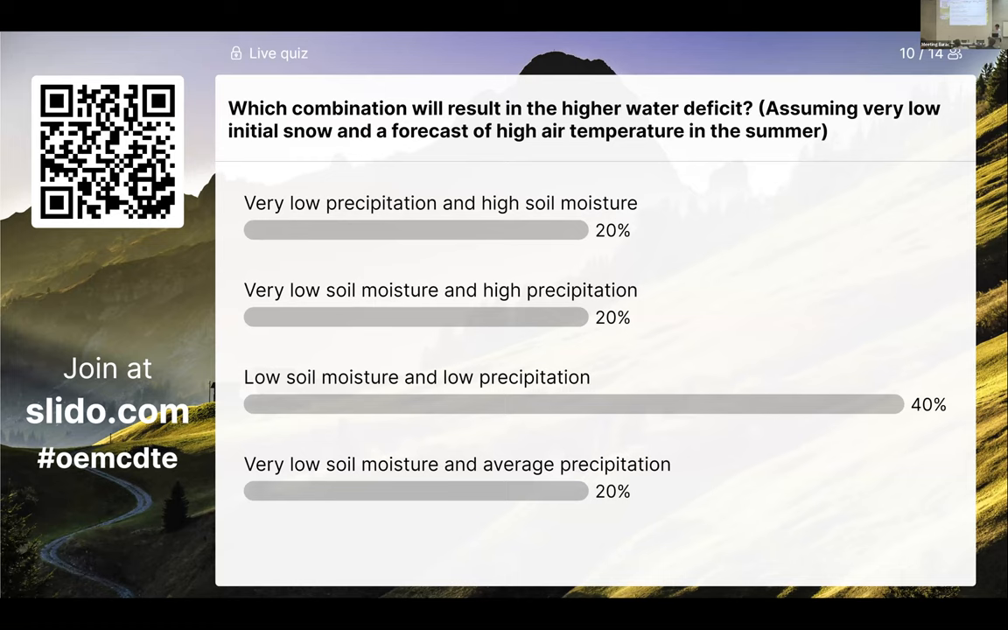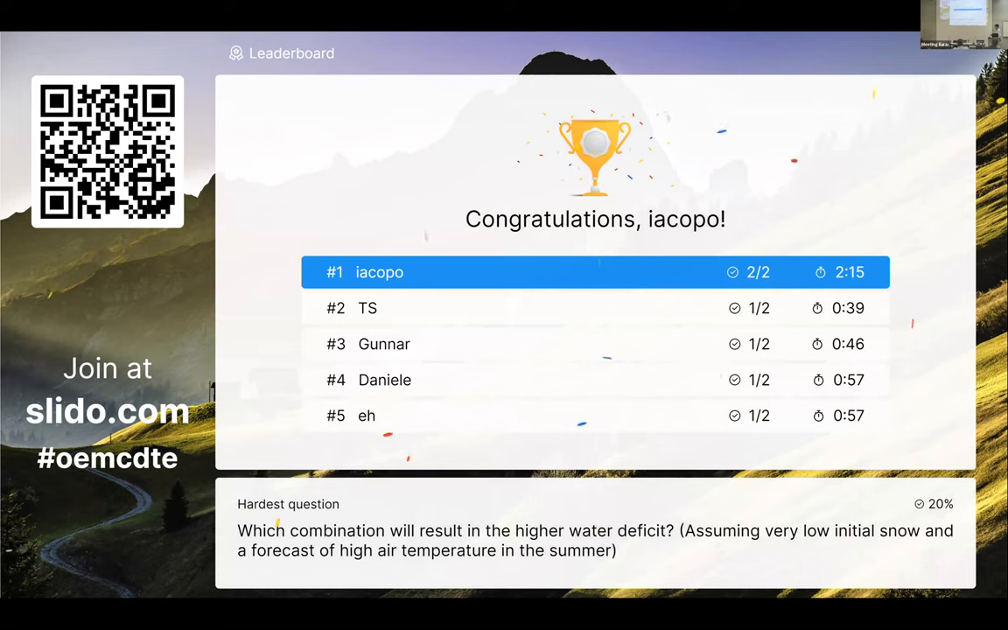Low soil moisture and low precipitation is the answer that probably about 10 people chose. The correct answer is very low soil moisture and average precipitation. So basically, if soil moisture is very low, it's even worse to have average precipitation instead of low precipitation. The winner is Jacopo with the E. Jacopo should be with a J, but I don't know who is Jacopo. Who is Jacopo?